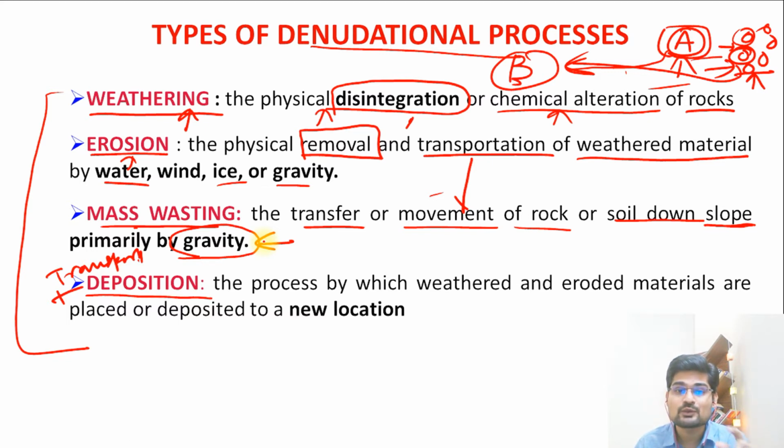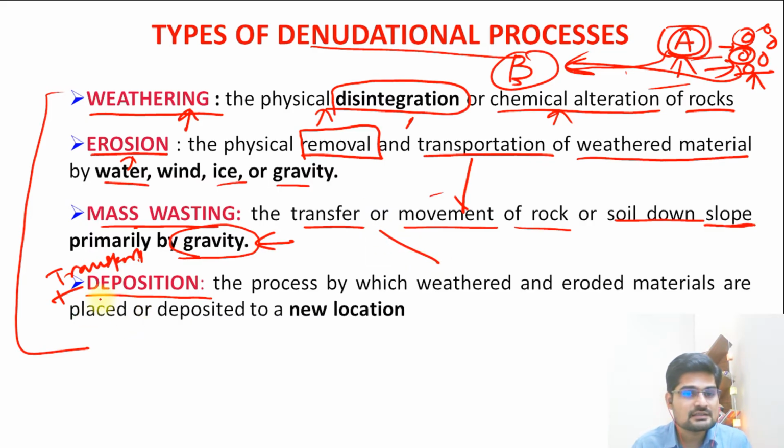So you have to remember the word gravity related to mass wasting. And you remember gravity, it means it is a function of slope. So along the slope, if there is a movement of material, because the slope gradient is important, so the angle of slope is important, the gradient of slope is important here in mass wasting.